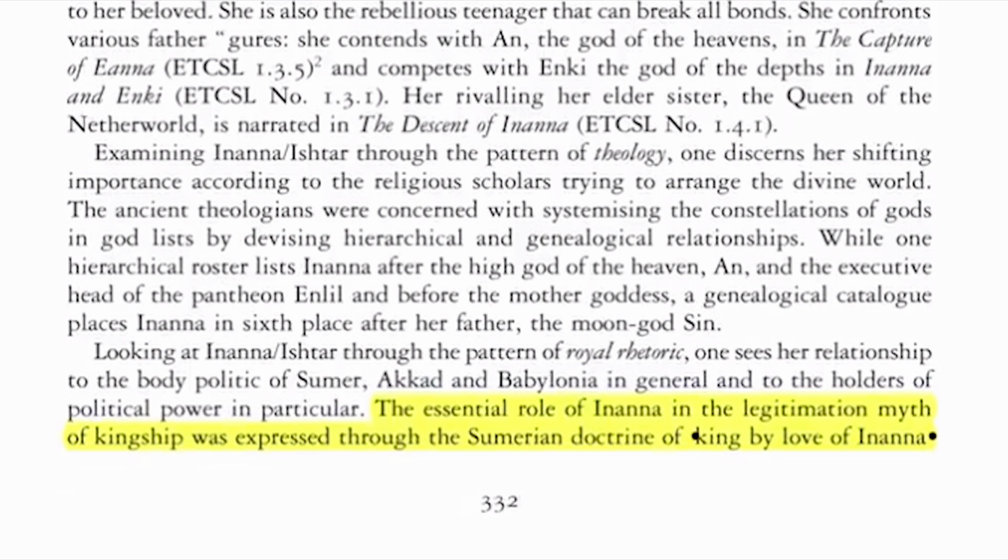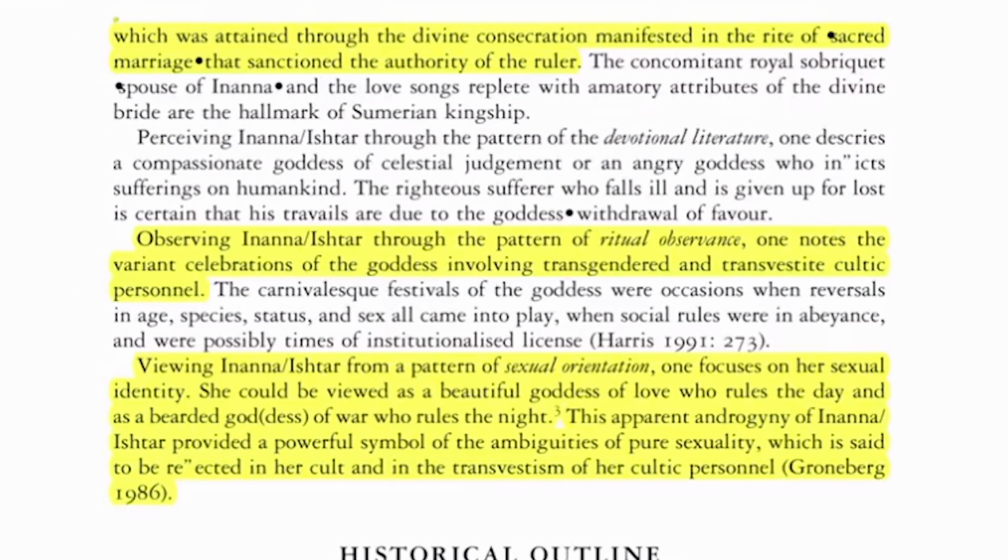On this page, we can see that Inanna would be in a relationship with the king. So Inanna would typically be married to the king, and on the next page, you can see the sacred marriage between the ruler and Inanna. Notice that it also says that there were celebrations of the goddess involving transgender and transvestite cultic personnel. So that means they had celebrations, parties with a bunch of people dressing in drag.